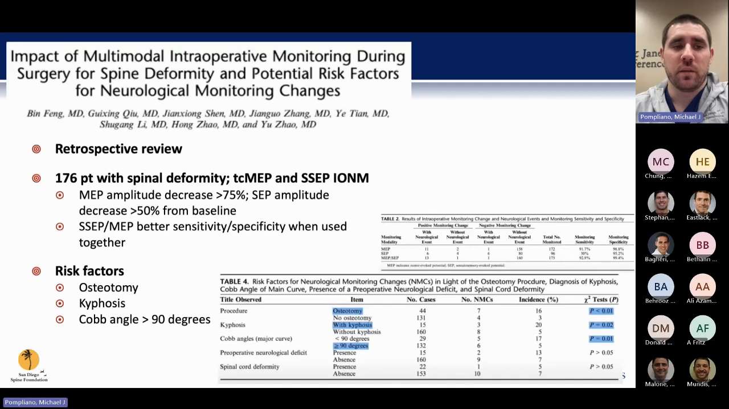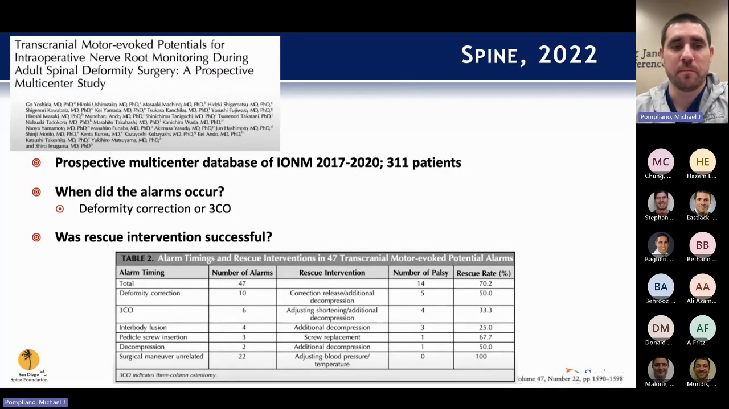And then looking at the impact and potential risk factors, this is a retrospective review of 176 patients with spinal deformity using both the MEPs and SSEPs. Their cutoff was a decrease of greater than 75% for MEP, and then amplitude using the 50 and 10 rule. They found that there was a better sensitivity and specificity when utilized together, again, getting back to the redundancy and multimodal approach. And then they found risk factors for neurologic deficits in general being near osteotomy, kyphosis, and a Cobb angle greater than 90 degrees. I don't think any of those are particularly unexpected.